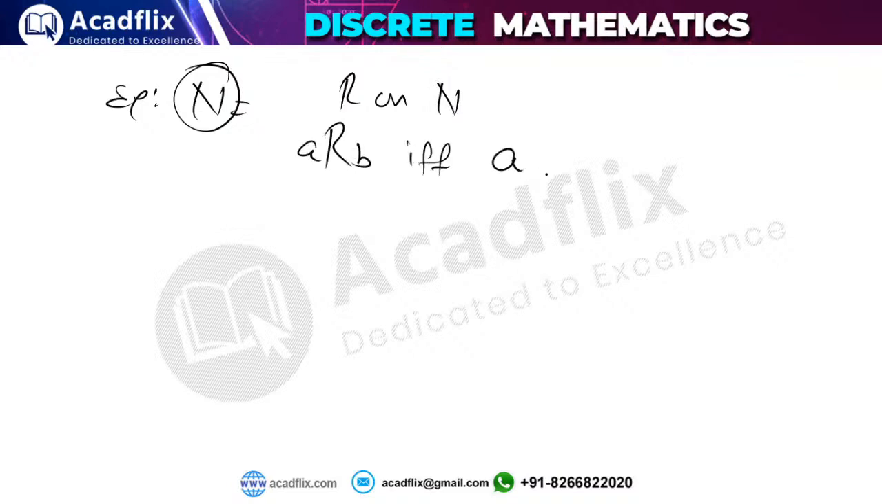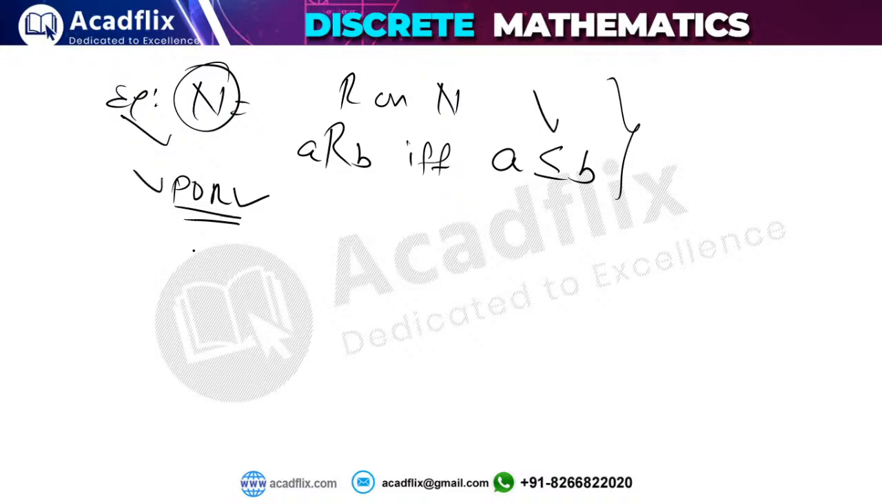Let's take an example. Let's consider N as our base set, and we define a relation R on N such that a is related to b if and only if a is less than or equal to b. This same relation we have already seen in today's class, and we have seen that this is a partial order relation.